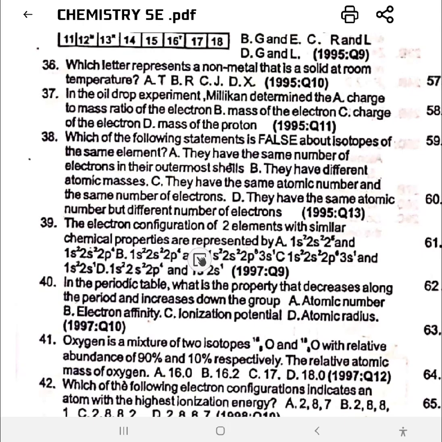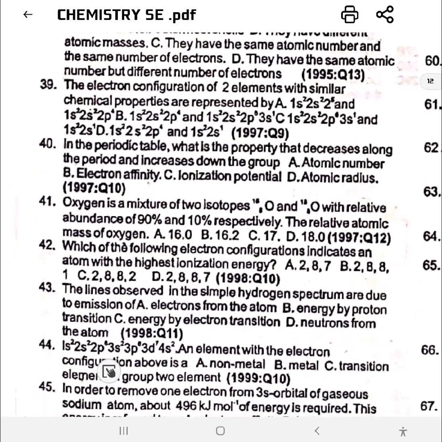39. I need to demonstrate with the calculation for us, with a table, on the board. 40. In the periodic table, what is the property that decreases along the period and increases down the group? 40 is option D, atomic radius. It decreases across the period and increases down the group. 41 has to do with a bit of calculation.